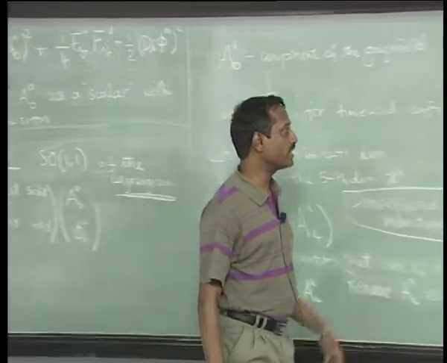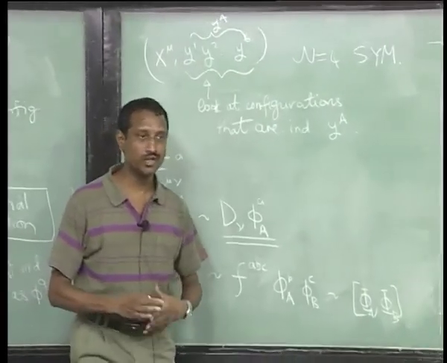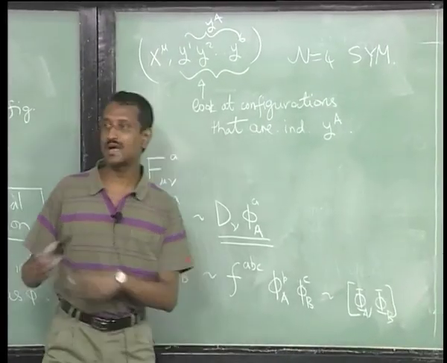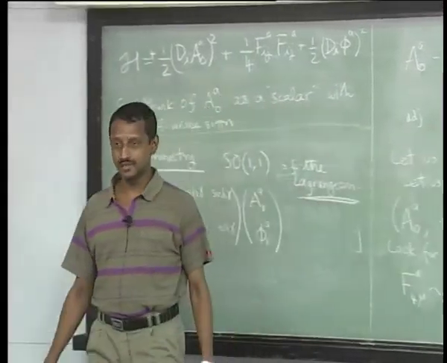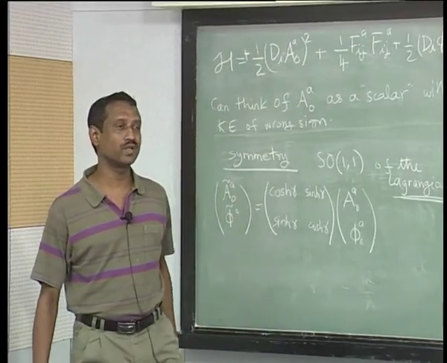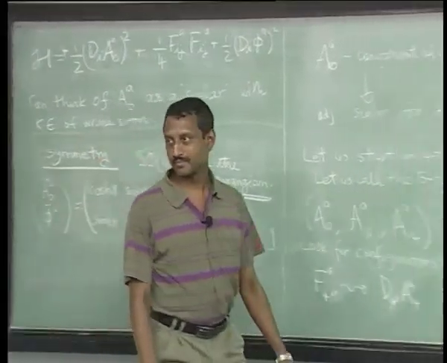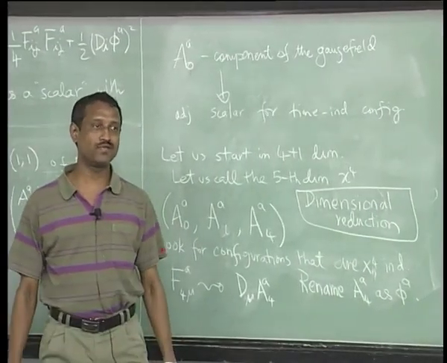Okay. So this idea of dimensional reduction is very powerful and very useful. And we will come back to this again. We will see how the Bogomolny equations are actually a special case of something called self dual Yang-Mills. And that is what we are going to do next.